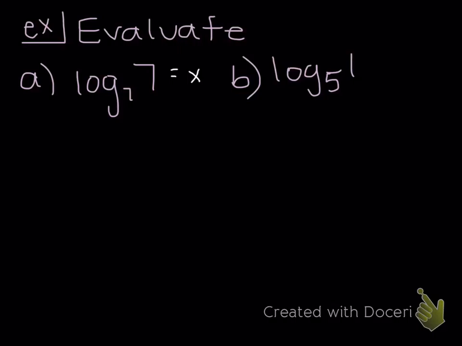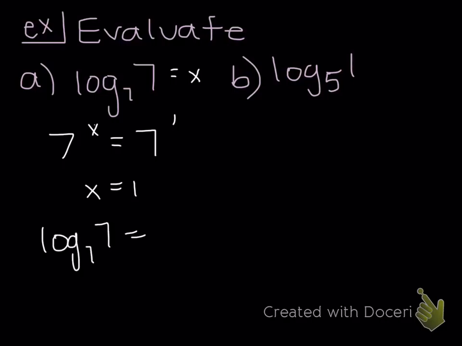So here I have log base 7 of 7. If I raise 7 to the x power equal to 7, I get that x equals 1. So log base 7 of 7 is equal to 1. Over here, I have 5 to the x equals 1. And the only way to get the answer of 1 by raising something to a power is that x has to equal 0. So 5 to the 0 power is equal to 1.